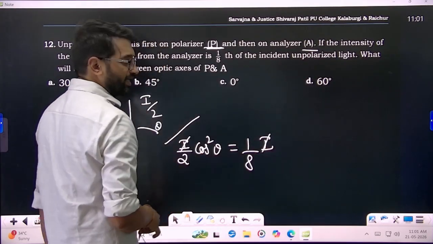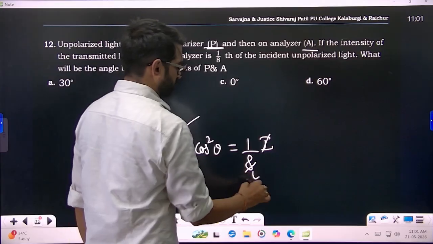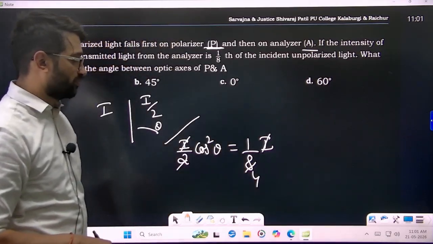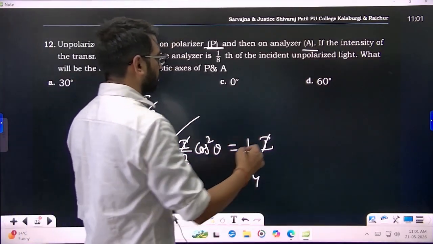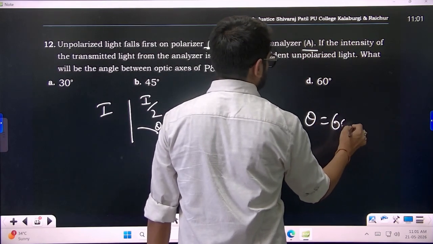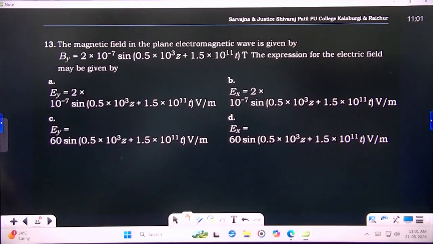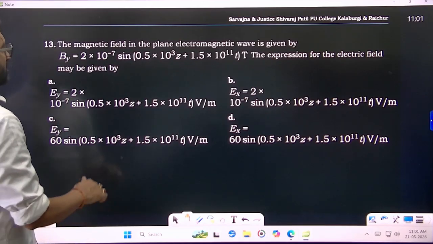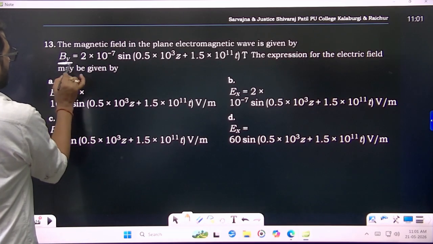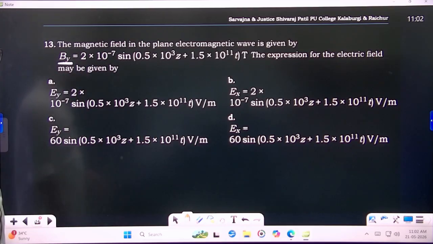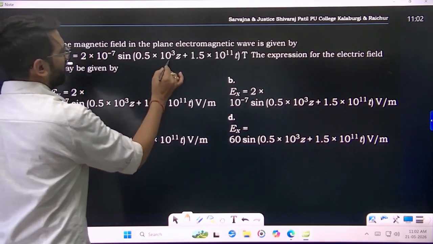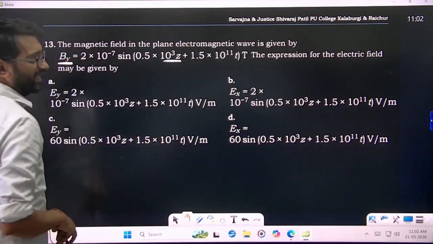I and I get cancelled. So this is 4 times. Cos square theta is 1 by 4. Cos theta is 1 by 2. Hence theta is equal to 60 degrees. Theta equals 60. Next, the magnetic field in a plane electromagnetic wave is given by, see here, the magnetic field is vibrating along the y-axis and the wave is propagating along the negative z-axis.